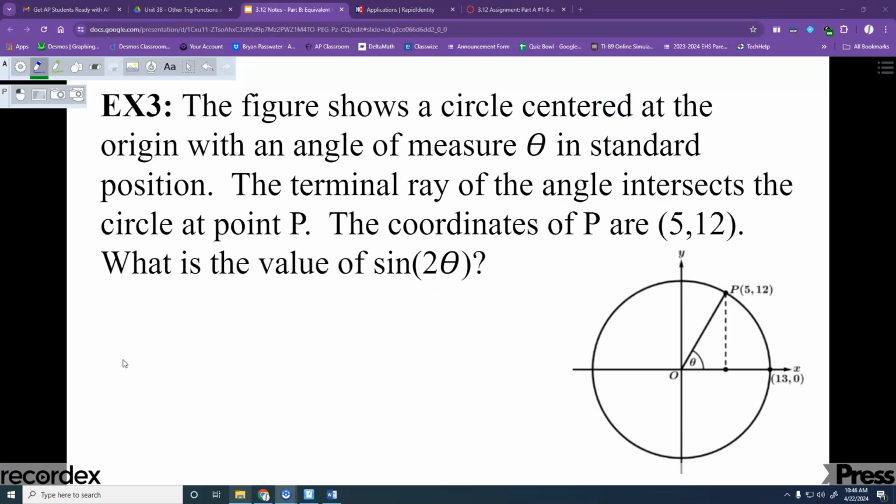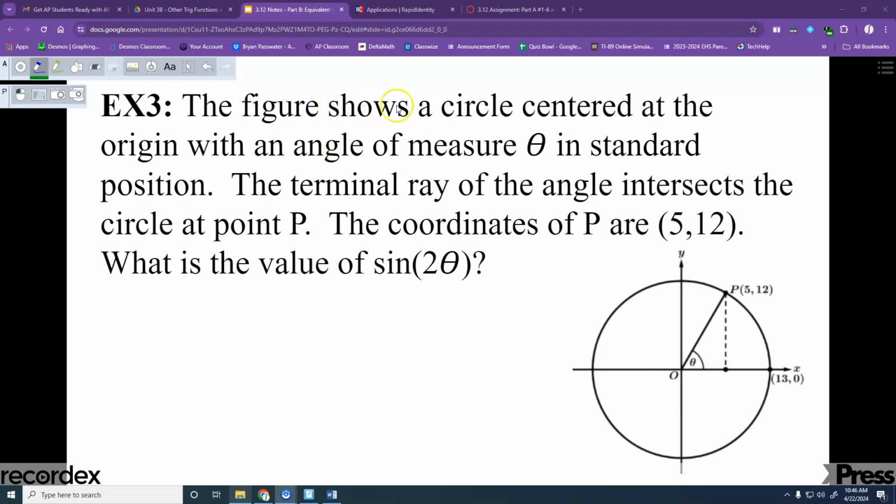Okay. So we have a circle centered at the origin. Oh, I've cut my screen off because I was Googling things, and it's always a little dangerous to be Googling things with your screen on. Just the ads sometimes will get you on that.